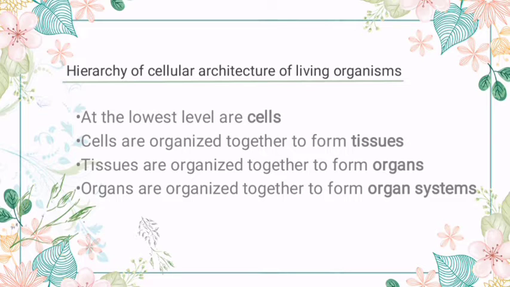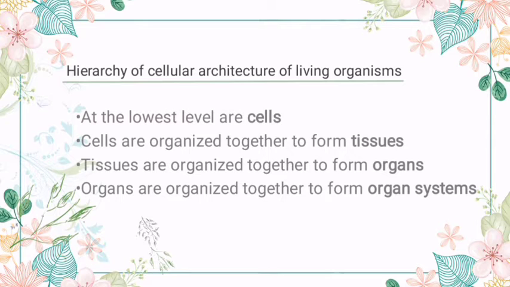Hierarchy of Cellular Architecture of Living Organisms. So the first one is, at the lowest level are cells. Examples of these are the parenchyma, sclerenchyma, and the vessel elements. Second, cells are organized together to form tissues. Examples are the xylem and the phloem.